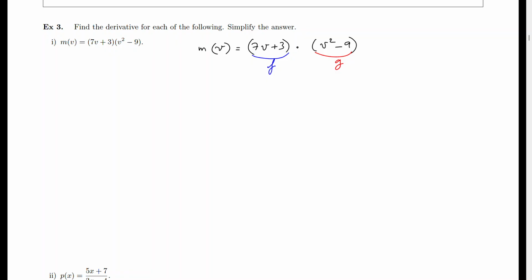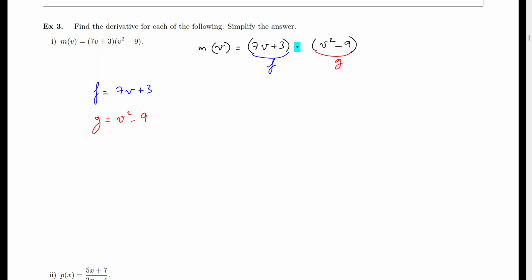So first, I find where the product is. The product is right in the middle. And so the first half of the problem gets called f. The second half of the problem gets called g. And I'll make a small table on the side describing what f is in my problem. f in this problem is 7v plus 3. And then I'll write down what g is in my problem. The g is v squared minus 9.